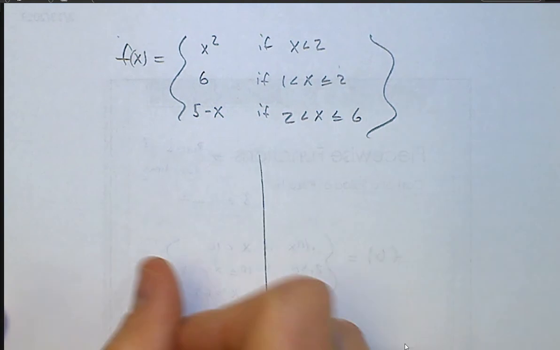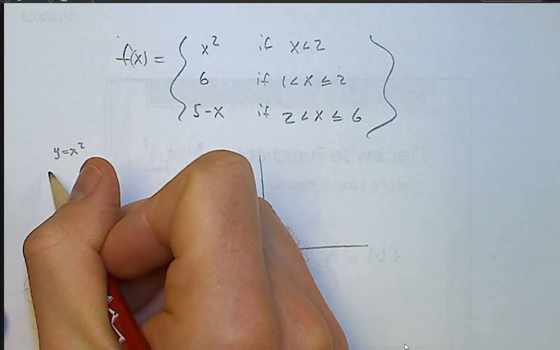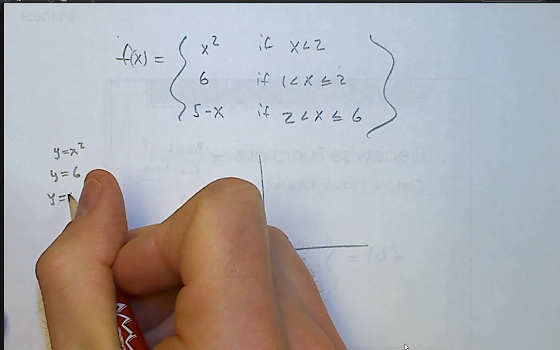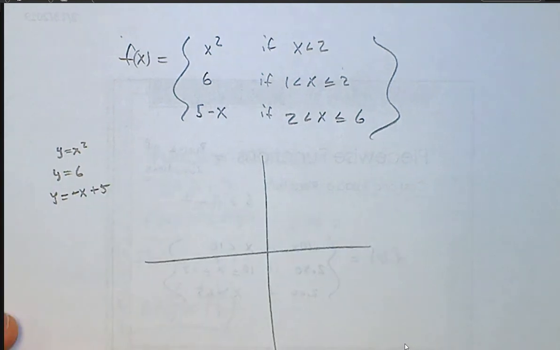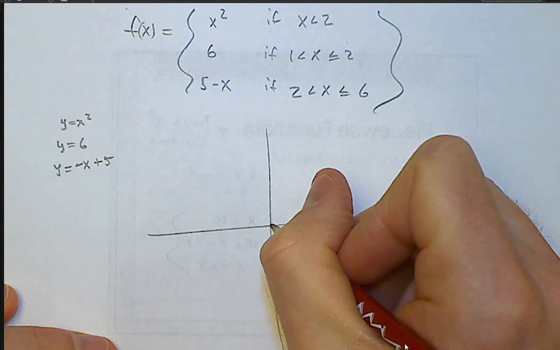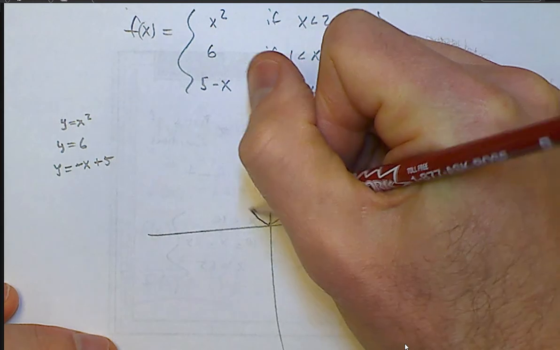Okay, so the first one, we basically have y equals x squared, we have y equals 6, and we have y equals 5 minus x. I'm going to switch that around because I know it's linear, right? So I can write it in slope-intercept form, and we need to graph those. So y equals x squared. If you need to make a t-chart, you can. I'm just going to make a rough sketch of it right now. Just for speed's sake, you should make this accurate, all right?